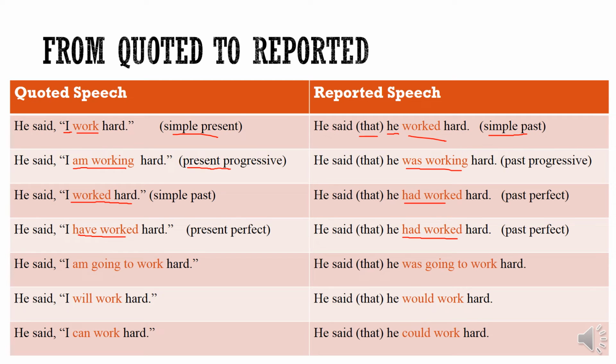Let's see here the future with I'm going to work. So definitely am should be changed into was going to. Okay, so as you can see, we are changing all the present tenses into the past tenses. Will becomes would in the reported speech, and can becomes could in the reported speech. And these are rules that we have to follow. These rules are on page 388 in our grammar book.